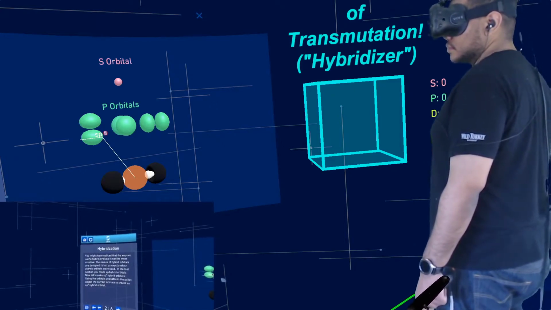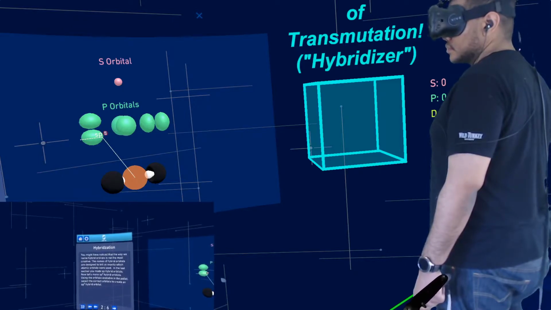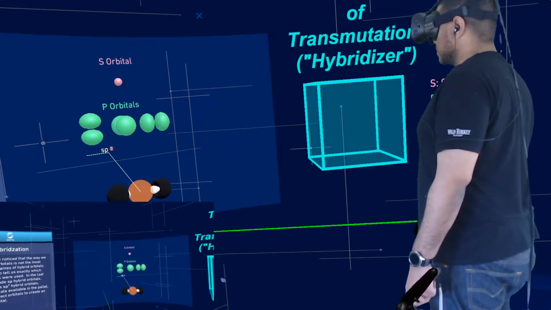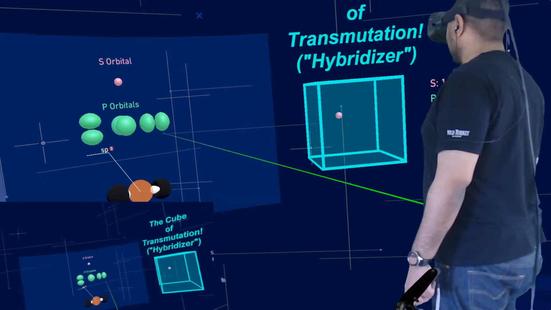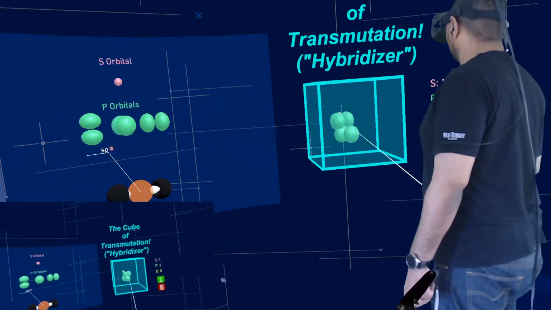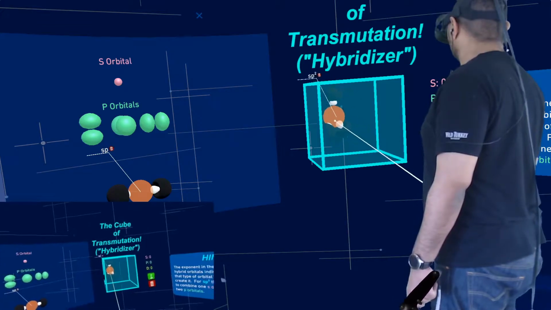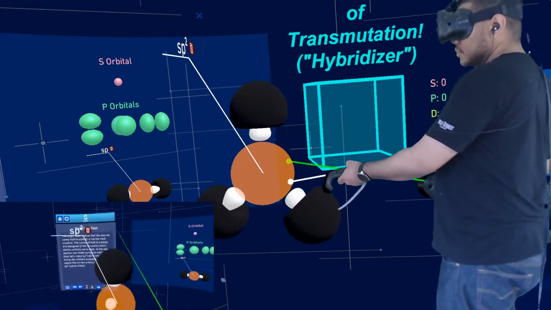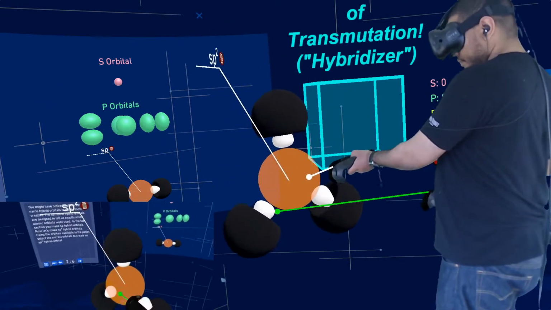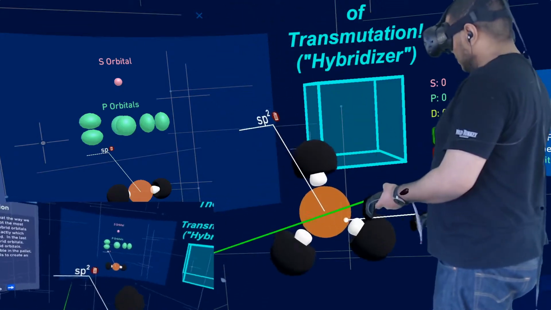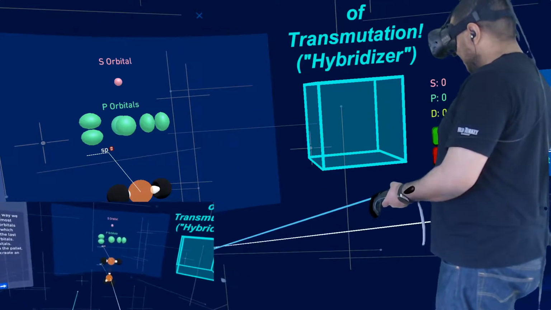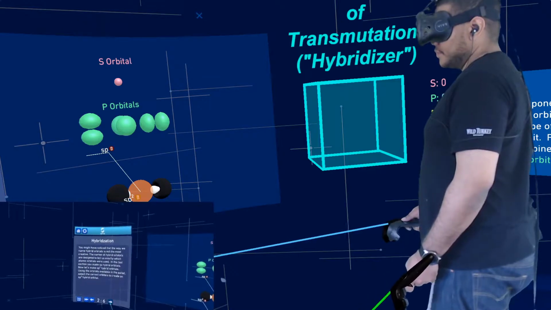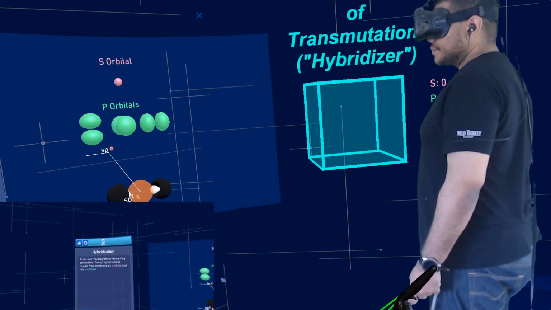In the last section, you made sp hybrid orbitals. Now let's make sp2 hybrid orbitals. Using the orbitals available in the palette, select the correct orbitals to create an sp2 hybrid orbital. Great job! You figured out the naming convention.